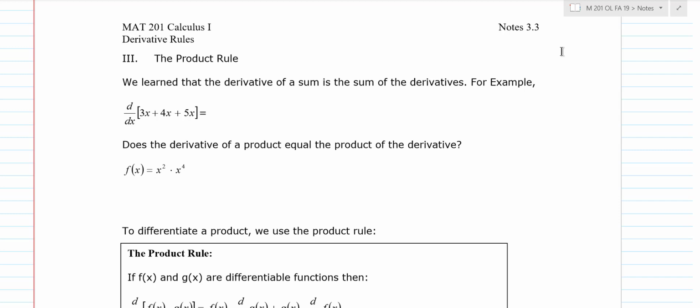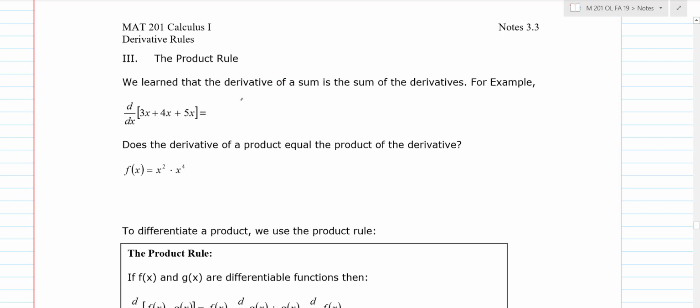Okay, students, so we're moving towards the end of this section. What we're going to look at is briefly the product rule and quotient rule, and you'll be using these derivative rules throughout the semester. So what I want to look at first of all is, you learned that the derivative of the sum is the sum of the derivatives.